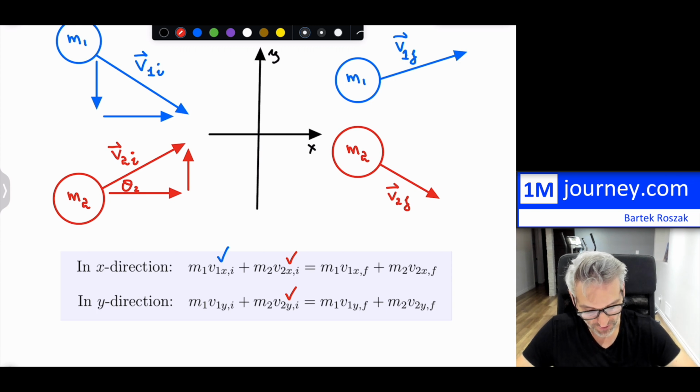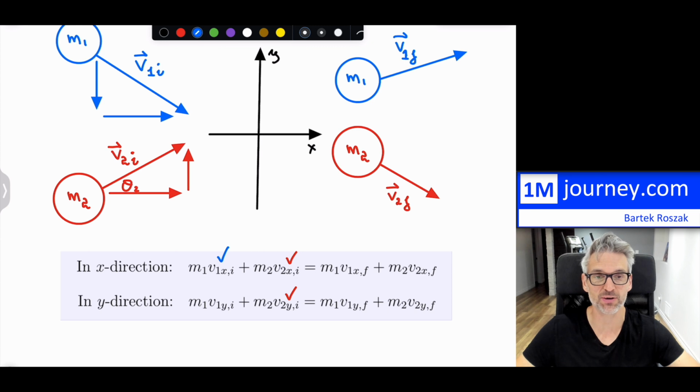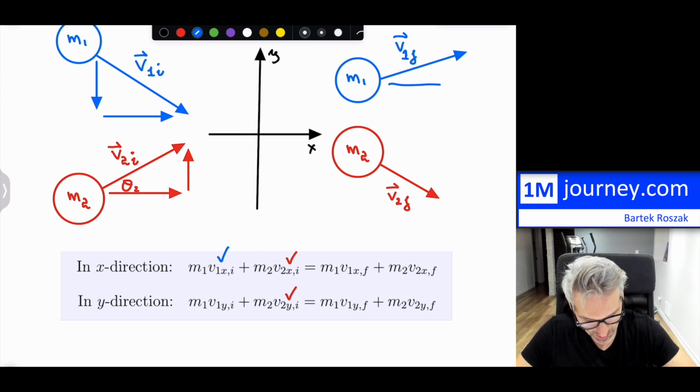Now, if you look on the final side, the same thing. So here, when we're talking about breaking down into its components, you're going to be breaking this down into its components. So let's say, after the collision, you're going to have an x component and you're going to have a y component.